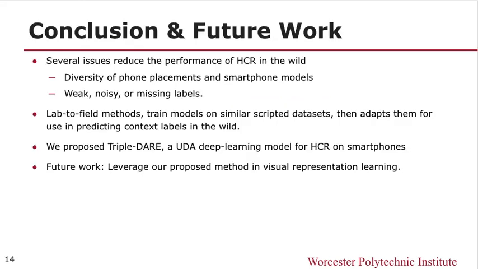Finally, to recap, several issues reduced the performance of HCR in the wild, such as diversity of phone placements and phone types, as well as issues with data labeling. Lab-to-field methods train models on scripted datasets and then adapt them for making predictions in the wild. We propose TripleDARE, a deep learning model for mitigating covariate shifts when deploying HCR models in the wild or testing them on a different phone placement than the one they have been trained on.